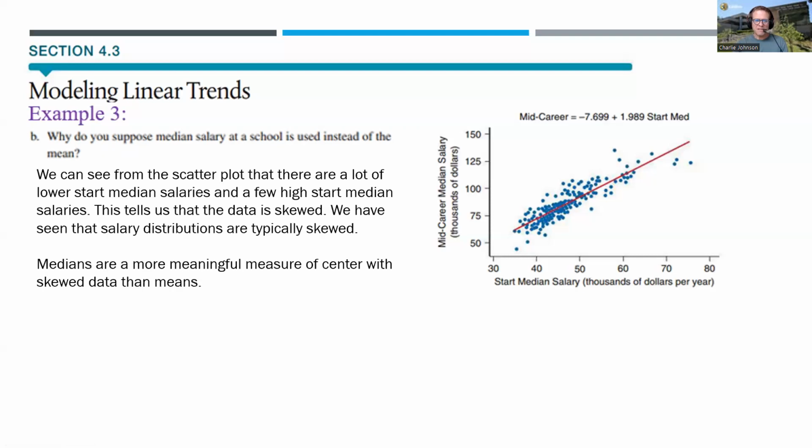And you can see by the scatter plot that there are a lot of lower start median salaries and a few high start median salaries. This tells us the data is skewed. We've seen that salary distributions are typically skewed. So medians are a much more meaningful measure of center with skewed data than means. That's why we used a median here.